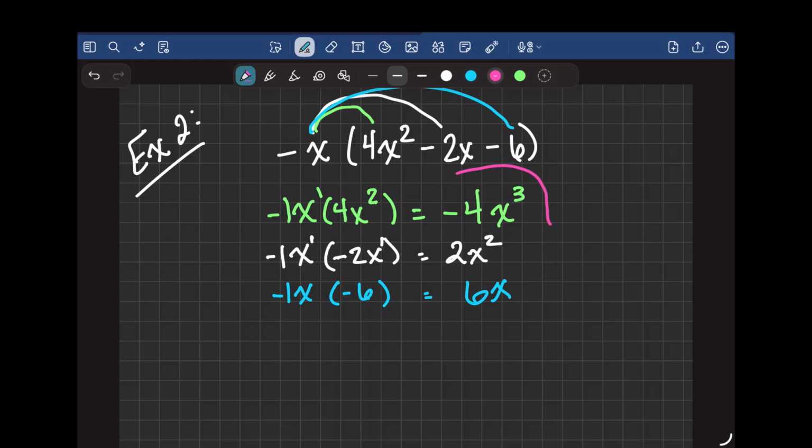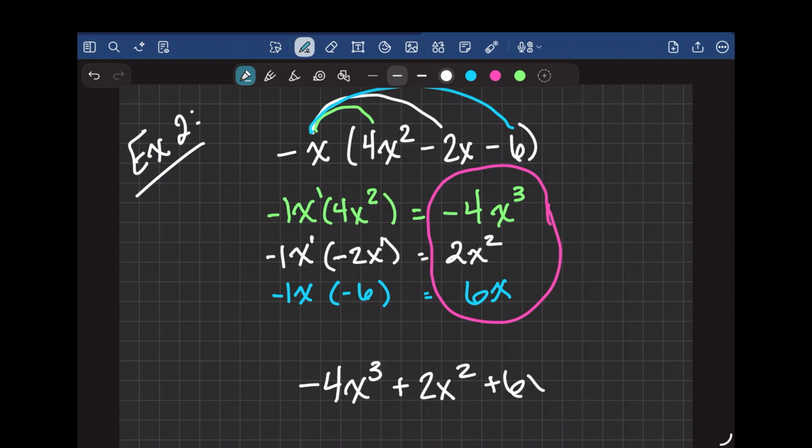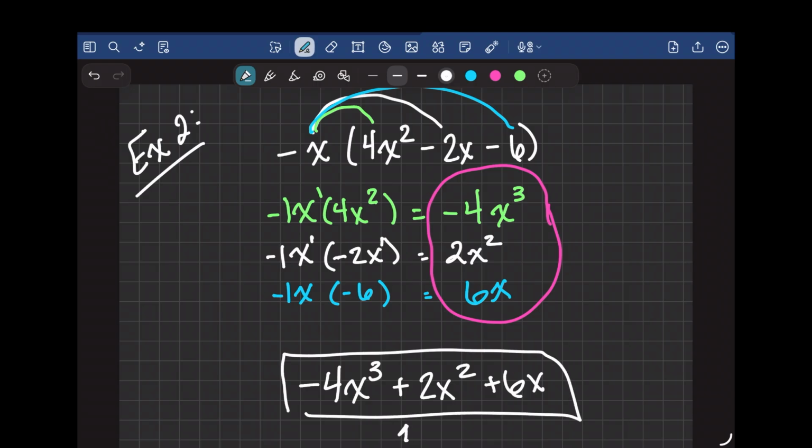Looking at these three leftover terms, there's nothing I can combine, so I'm going to organize them right away from highest to lowest exponent. So I will have negative 4x to the power of 3 plus 2x squared plus 6x. Okay, and make sure that when you write your final answer, you are including a plus or minus in between all of the terms and not just smushing them next to each other. If you don't have a plus or minus sign between them, that would be incorrect.